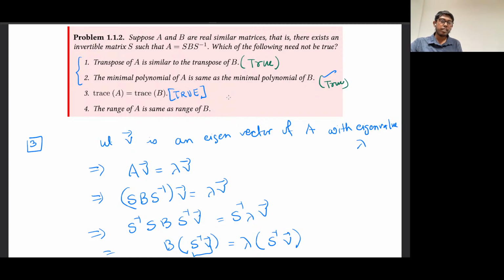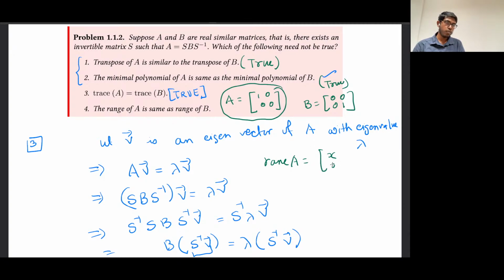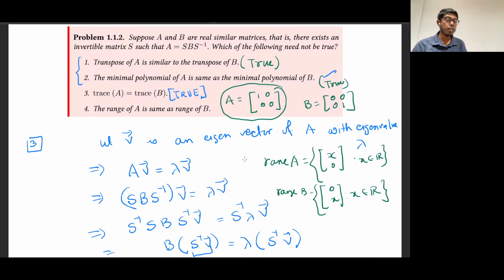What is an example? I'll take A equals [1, 0; 0, 0] and B equals [0, 0; 0, 1]. A and B are similar matrices, but what is the range of A? The range of A will be (x, 0), spanned by this, where x is in R, and the range of B is (0, x), where x is in R. Of course, (1, 0) transpose is in the range of A, but it is not in the range of B, so they are not the same.